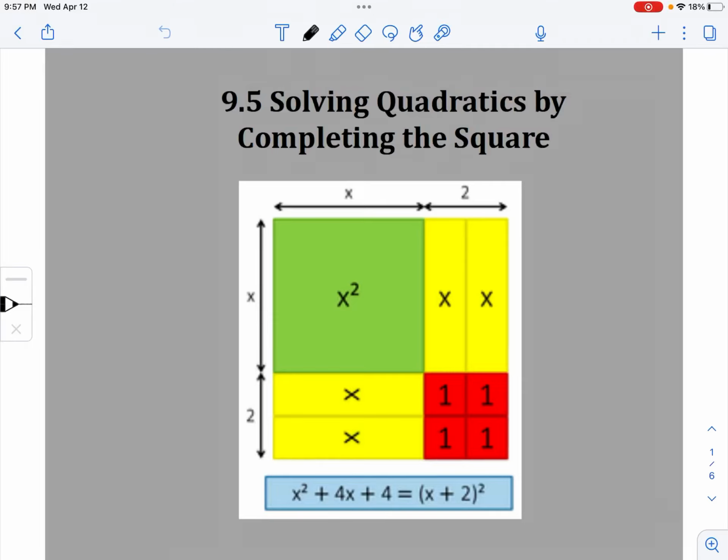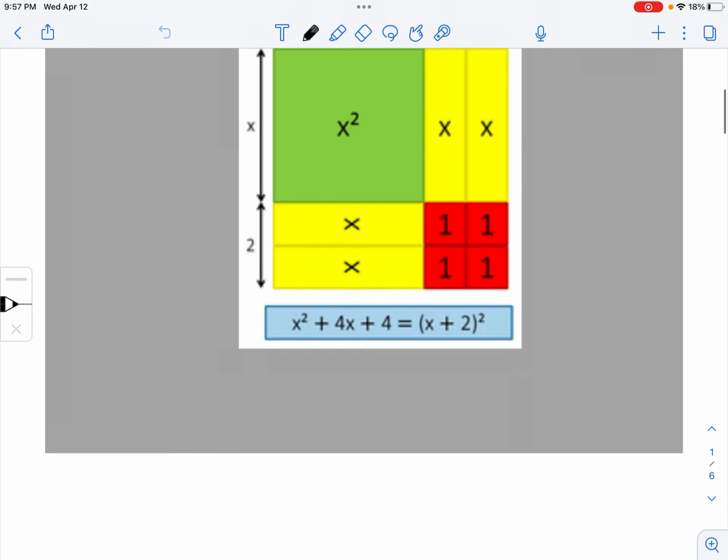All right, we're looking at solving quadratics by completing the square. So feel free to use this video as I will not be there for 6th and 7th period today.